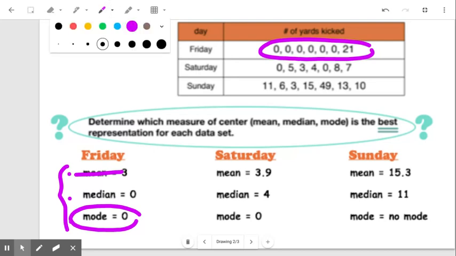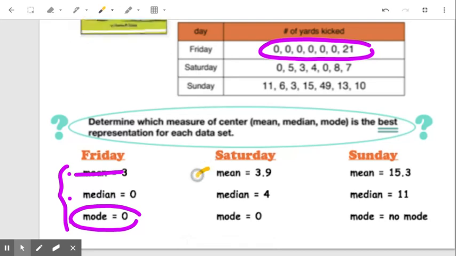When I go to look at Saturday and I look at these values, and I say, all right, if you had to pick one of these, mean, median, or mode, which one is most representative of this data? Well, let's start down here with the mode. I have 2 zeros, but my data ranges from 0 to 8, and there's lots of numbers in between. So I don't think mode is representative of most of those numbers in there.